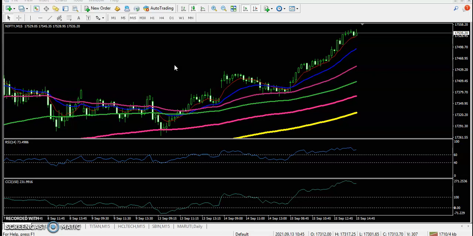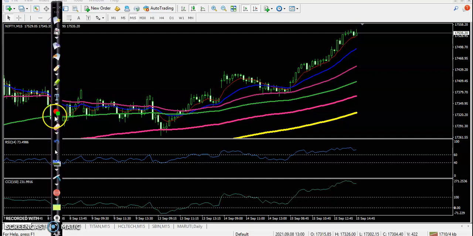As I said yesterday, we are looking for a buy after breaking this resistance line. Remember, you can just go to my previous video, yesterday's video. We are looking for a buy after breaking this resistance line somewhere there. Here you can see perfect candlestick patterns forming after breaking this level. Let me zoom in a little more.